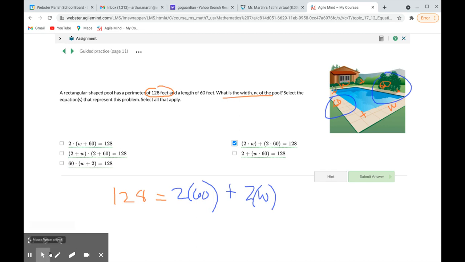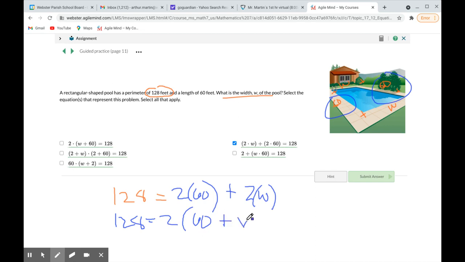All right. What's another one we could say? What could we do to this that looks familiar? What could we factor out of both of these? In other words, what's being multiplied by 60 and what's being multiplied by W? 2. So we could factor this out by using the distributive property and rewrite this as 2 times 60 plus what? W. Is there one like that up there? The first one. Mm-hmm.